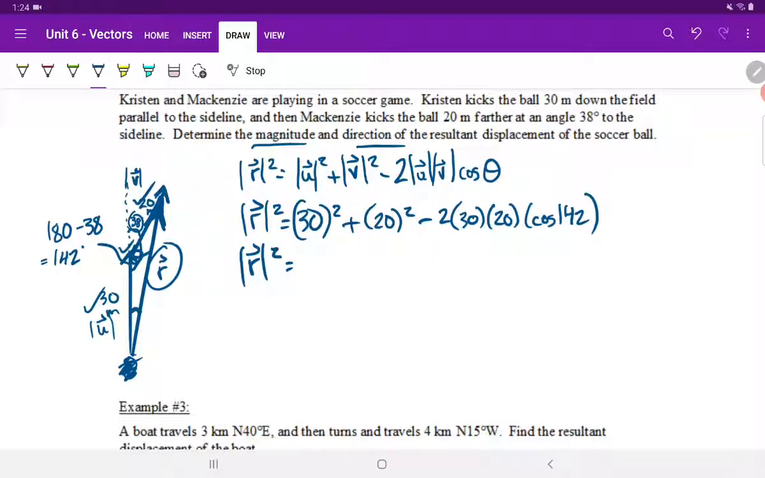Okay, so 30 squared, 900, plus 20 squared, 400, 1300, minus, bring down your minus sign, 1200 times cos 142. Okay, so this is a negative number, like I said. And you want to get maybe about 4 decimal places there to improve your accuracy.